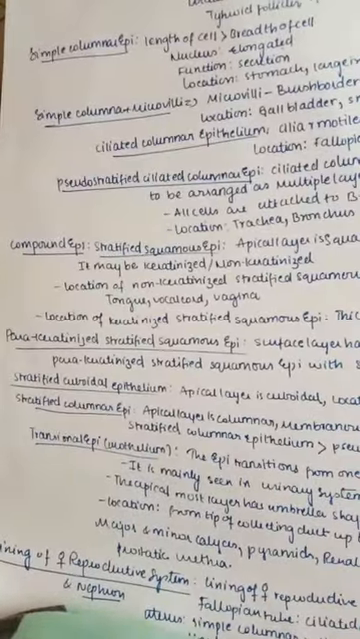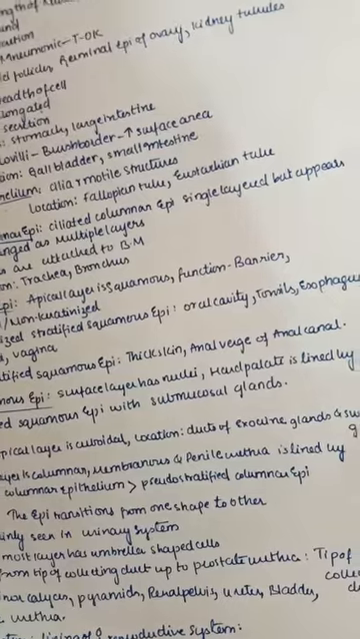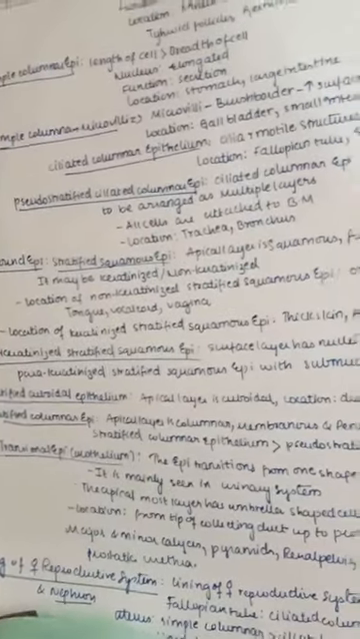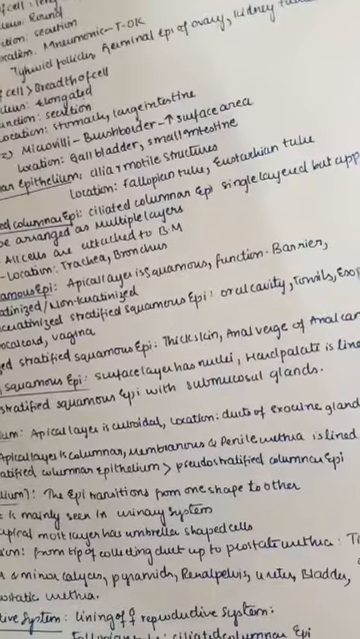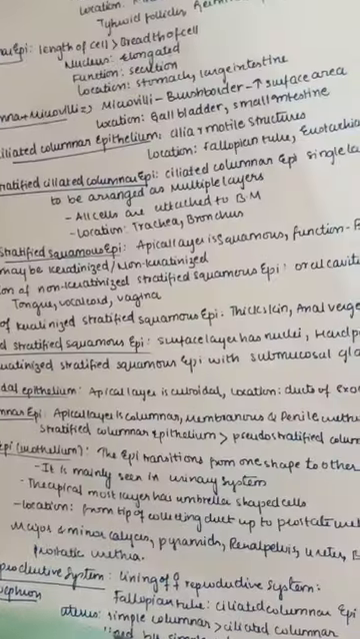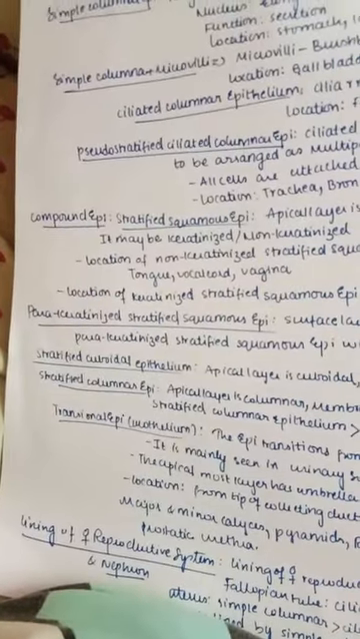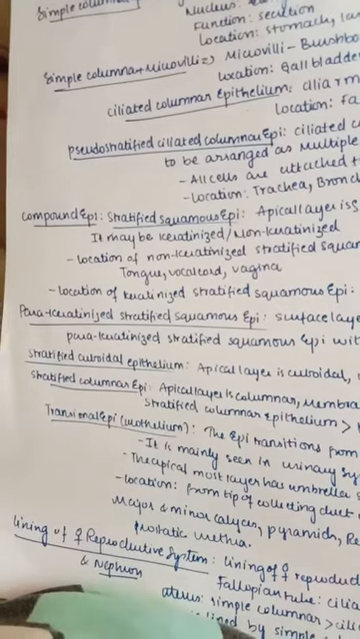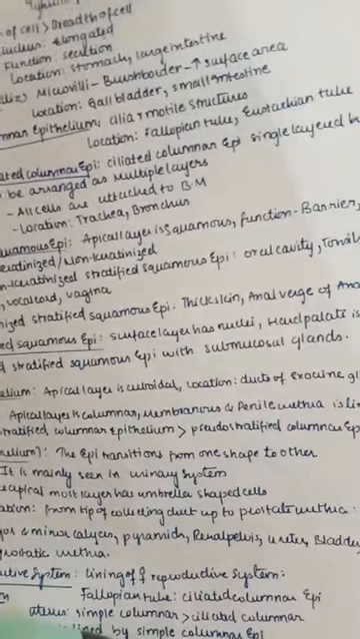In the parakeratinized stratified squamous epithelium, the surface layer has nuclei, and it is present mainly in the hard palate. The hard palate is lined by parakeratinized epithelium with submucosal glands. This is important, so remember, submucosal glands are present in the hard palate. In the stratified cuboidal epithelium, the apical layer is cuboidal and the location is ducts of exocrine glands and also sweat glands.